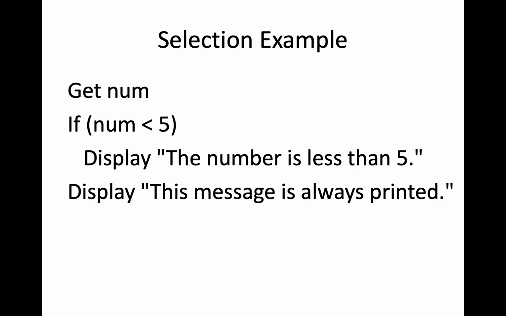There's no else here. And if num is less than 5, so that's a conditional expression, we can see that it properly evaluates to either true or false whenever we evaluate it. So this is an okay program so far. The then part of the selection construct displays the number is less than 5, and either way, whether num is less than 5 or not, we display this message, which is always printed.